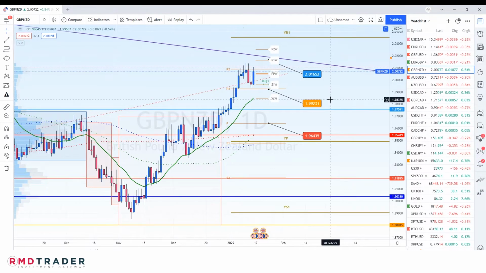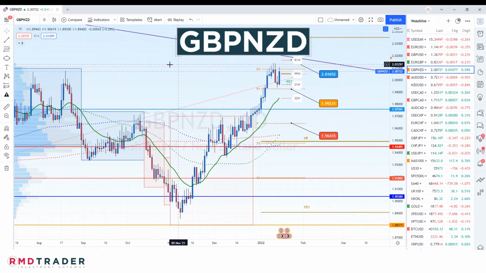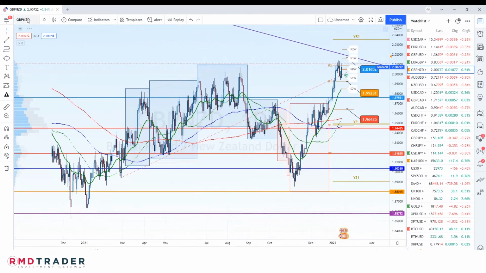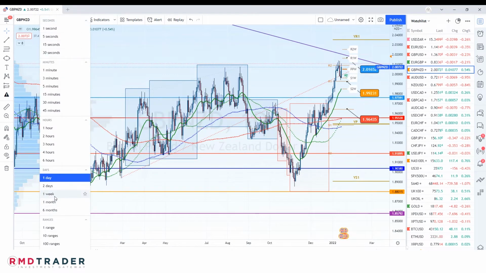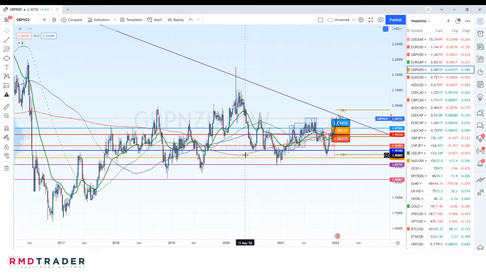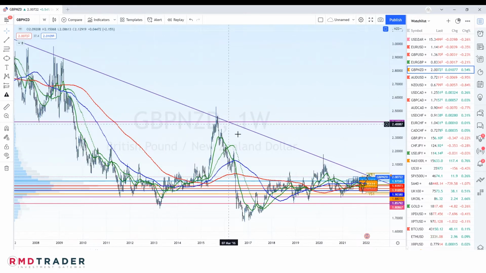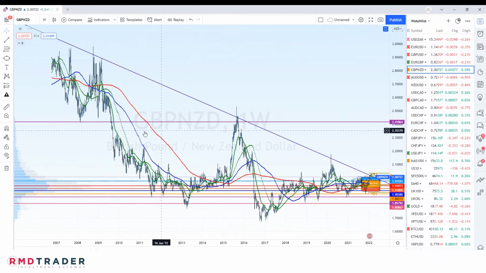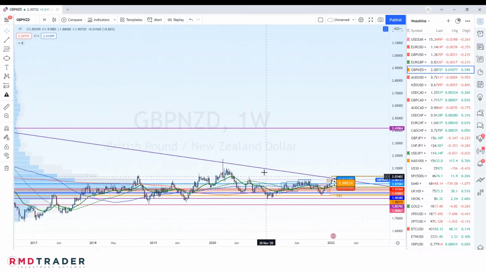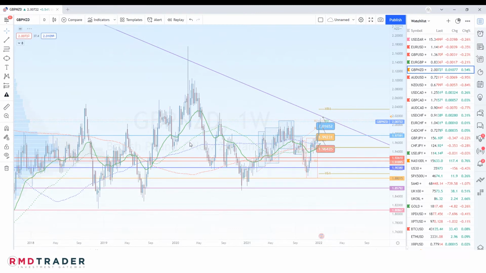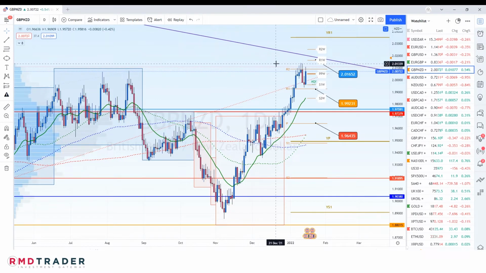Looking at the GBPNZD, and for this one, what I want to look at is this diagonal, and I'll probably need to zoom out slightly. So let's just have a look at the weekly quickly. So you can see we have a diagonal overhead trend line that's been extending back for more than a decade. And at this stage, we are trading very close to that diagonal trend line. So for that reason, I am expecting a pullback.